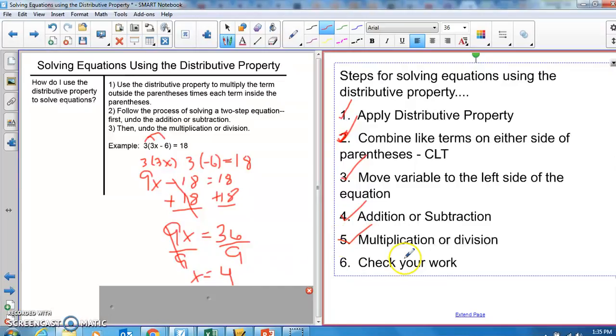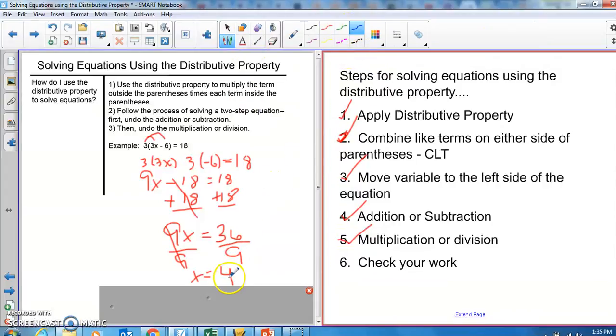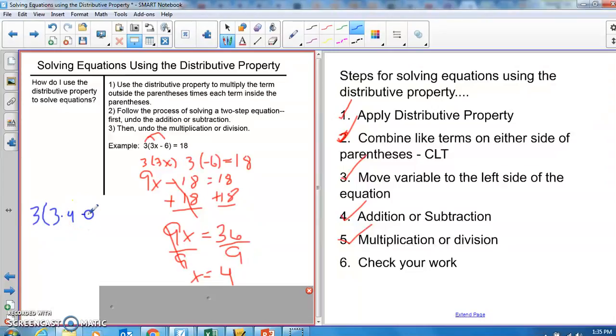And obviously, I want to check my work just to make sure. So what I'm going to do here is I'm going to go over and check my work by substituting this 4 in. So my problem is 3 times 3x, which means 3 times 4. And I'm going to just write it like this, minus 6. And all of that should equal 18 if we worked it out correctly.